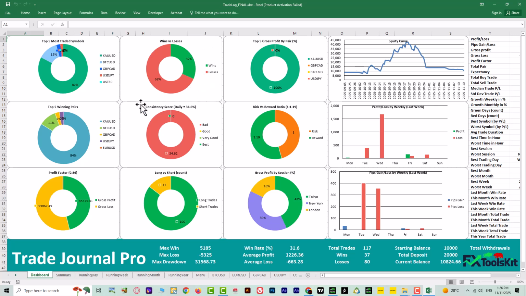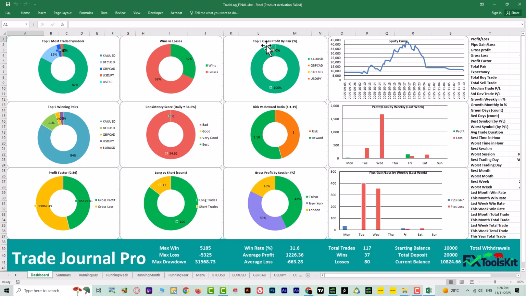Consistency score. Here it will show your overall consistency. Below 40%, it will count as bad consistency. 40 to 55% will count as good, 55 to 70% will count as very good, and above 70% will count as best. This consistency score is based on your daily winning and losing trades. Long versus short. Here it will show how many trades you took long and how many trades you took short.